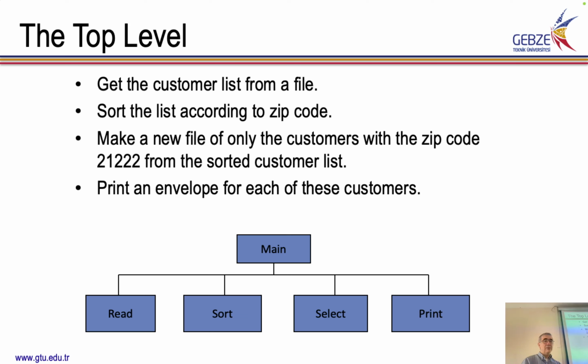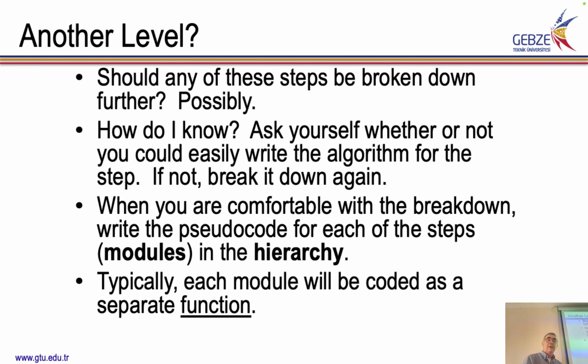So the functional decomposition will be: read the file, sort the file, select the file and print the file. Should any of these steps be broken down further? Maybe. If it is complicated, the primary functions can be decomposed into sub-functions.